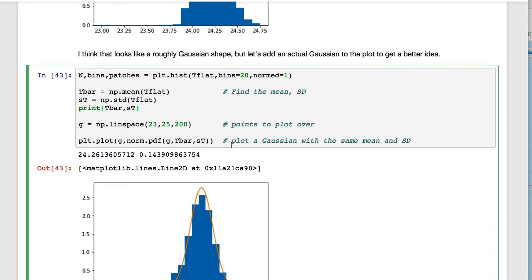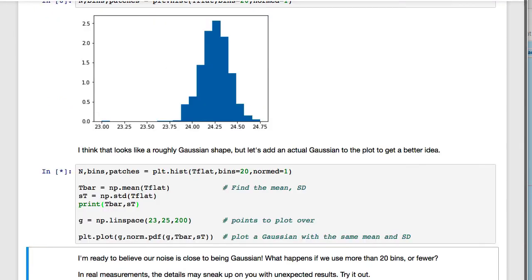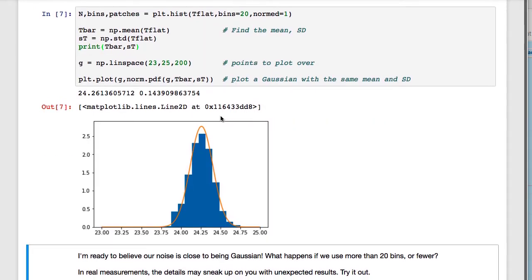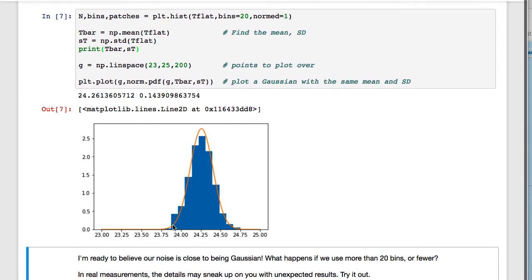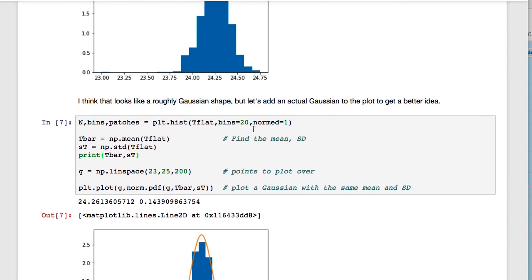So let's try that one. Because I've already done this, and it's in the example that's in your files, we can see that the orange line here is a Gaussian PDF with the same mean and standard deviation as this blue histogram data that we got from the TMP36. So from this example, I feel pretty confident concluding that the noise on my TMP36 can be reasonably well represented by a Gaussian distribution with the same mean and standard deviation. So that's the example that's out there.